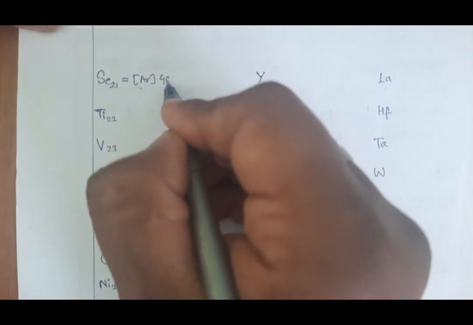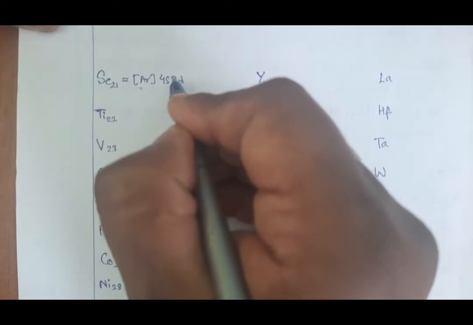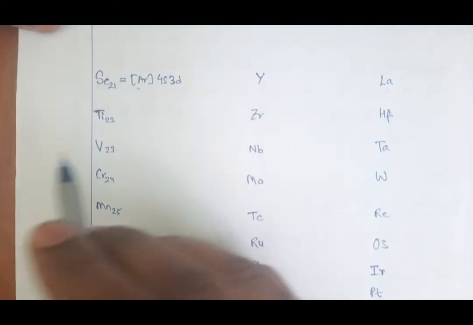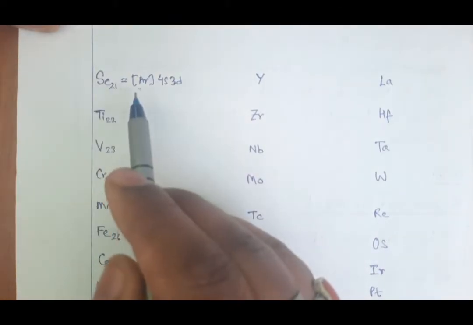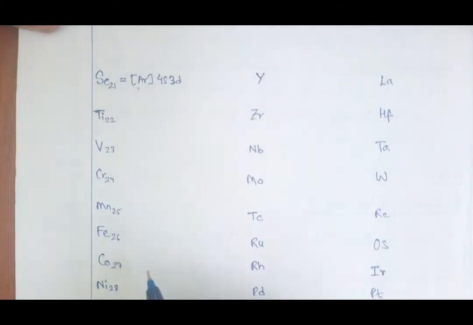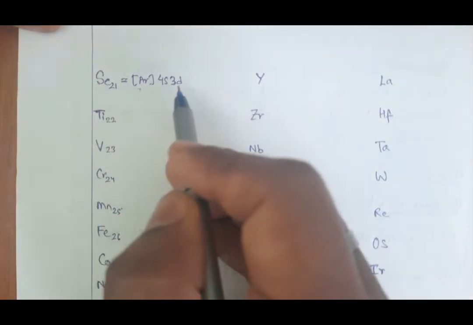And here we write 4s and 3d. So this much you remember. The first one you will remember for all of them. So just remember, scandium is argon, 4s, 3d. If you remember this much, students, you'll remember everything. Okay. So argon, 4s, 3d.